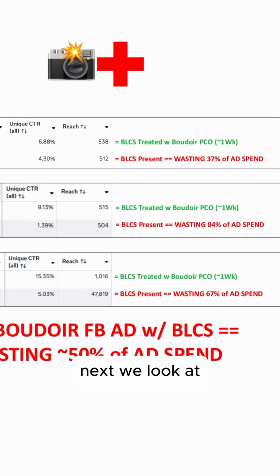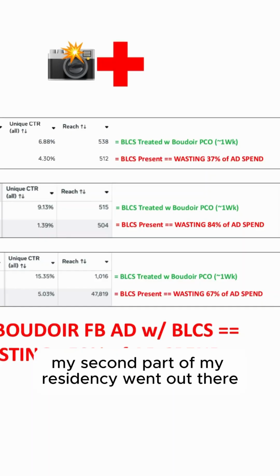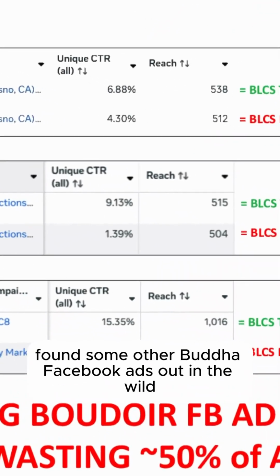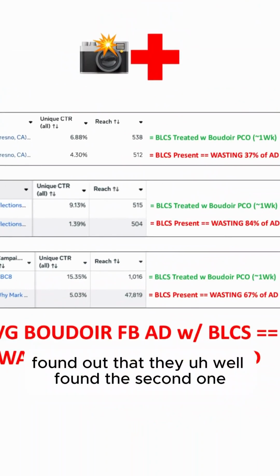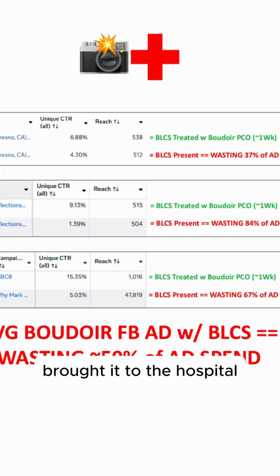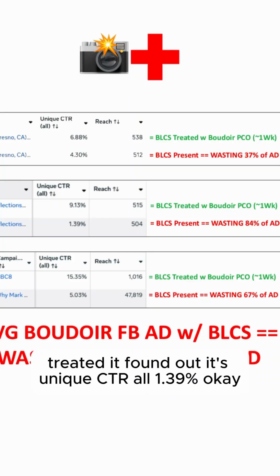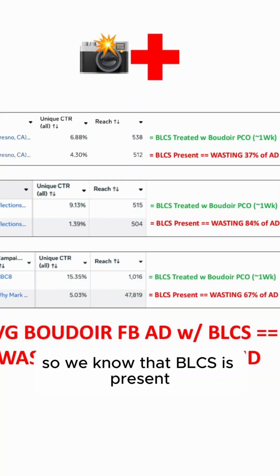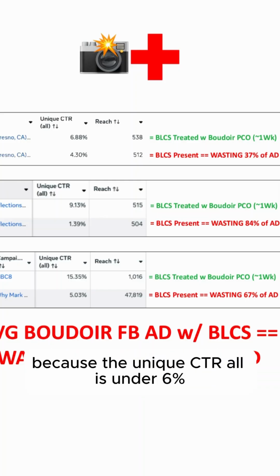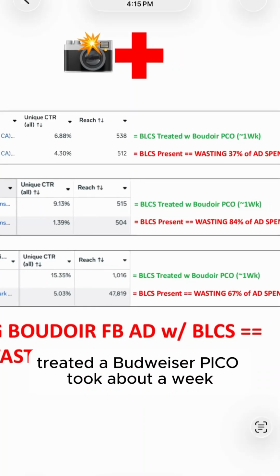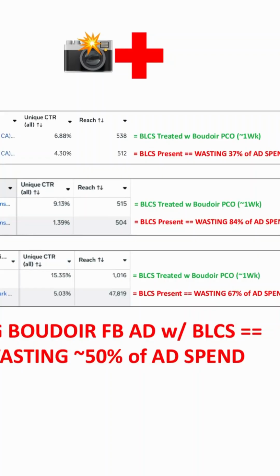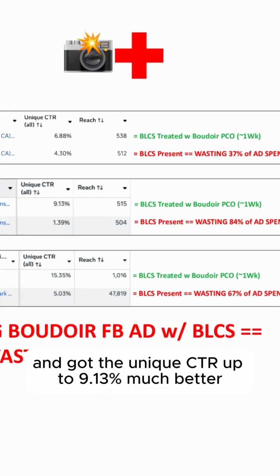All right, next, we look at the second part of my residency. I went out there and found some other Boudoir Facebook ads out in the wild. I found the second one, brought it to the hospital, treated it, and found its unique CTR was 1.39%. Okay, so we know that BLCS is present because the unique CTR is under 6%. So I duplicated it, treated it with Boudoir Pico, took about a week, and got the unique CTR up to 9.13%, much better.